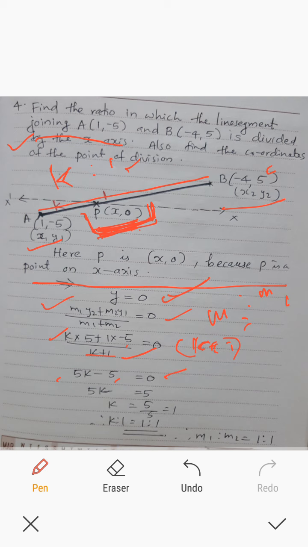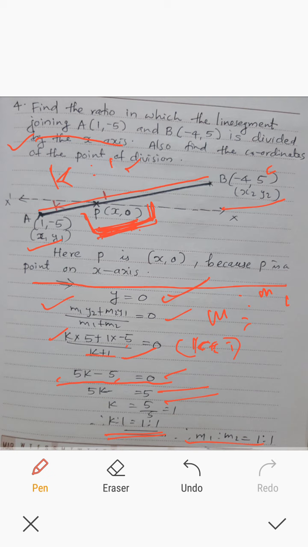Hence the right side is 0. So 5k minus 5 is 0. Transposing 5, 5k equal to 5. So k equal to 5 by 5, that is 1. So k is to 1 equals 1 is to 1. That is m1 is to m2 equal to 1 is to 1. So we got the answer for the first part.